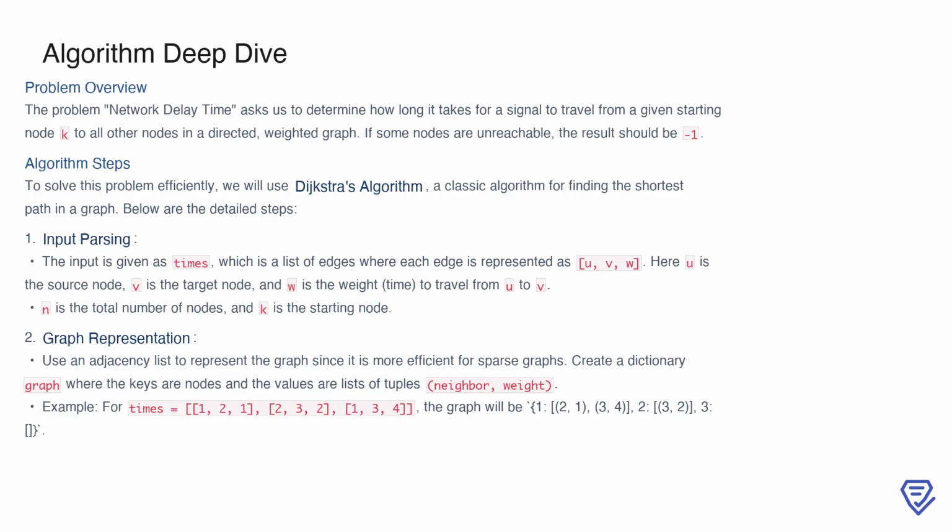Next, we'll represent the graph using an adjacency list. This is a dictionary where keys are nodes and values are lists of tuples representing neighbors and their weights. For instance, if times equals [1, 2, 1], [2, 3, 2], [1, 3, 4], we'll construct the graph as 1: [(2, 1), (3, 4)], 2: [(3, 2)]. This representation is efficient for sparse graphs and will allow us to traverse the network effectively.